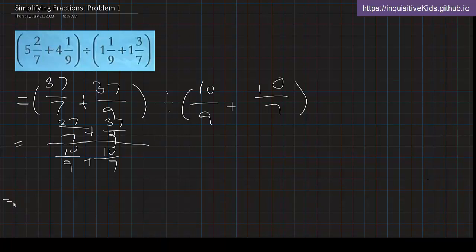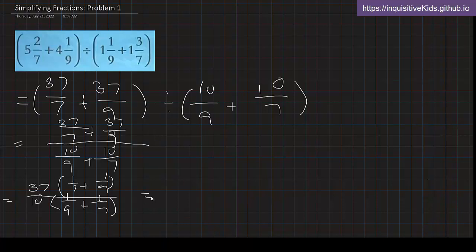Okay, so now you can see that we can use the reverse distributive property on both the denominator and numerator, so we can factor out the numerators. On the top we have 37 multiplied by the sum of 1/7 plus 1/9, over, and on the bottom we can factor out 10. In the parentheses we have 1/9 plus 1/7.